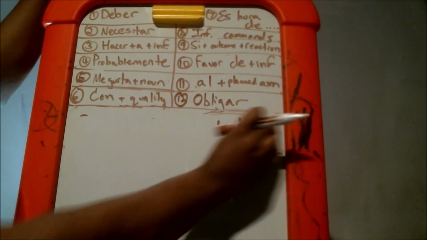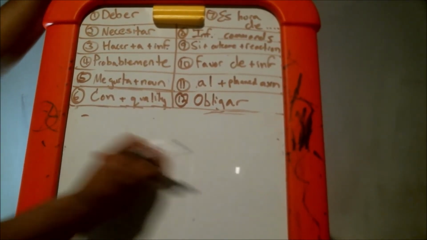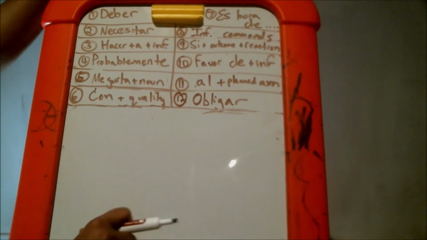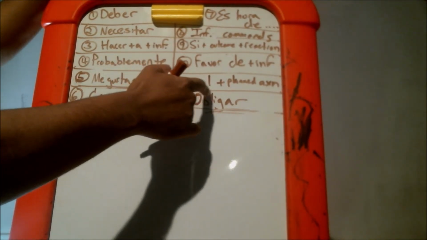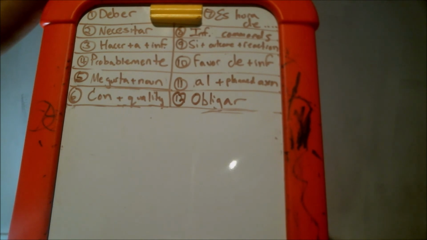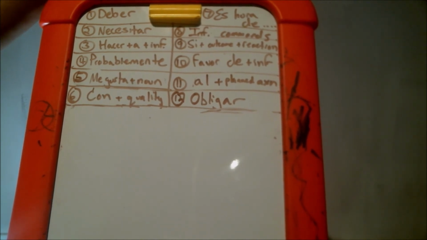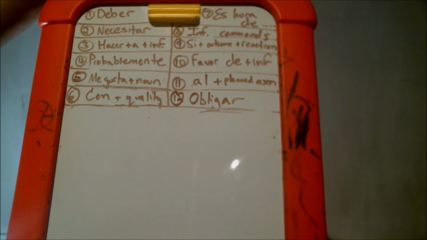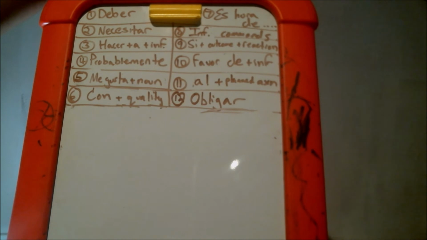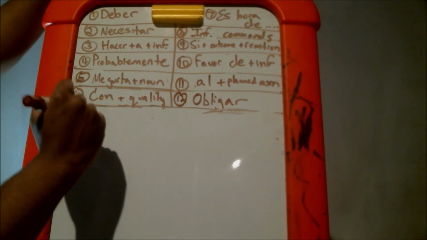Let's wrap this up. We're almost done here. Thank you for listening so patiently. So, number 11 says al plus the planned action. When might you need that? Well, sometimes in subjunctive, you use it to talk about events that haven't quite happened yet, but you're planning how you're going to respond to that event. Your response is in the subjunctive. Watch this.